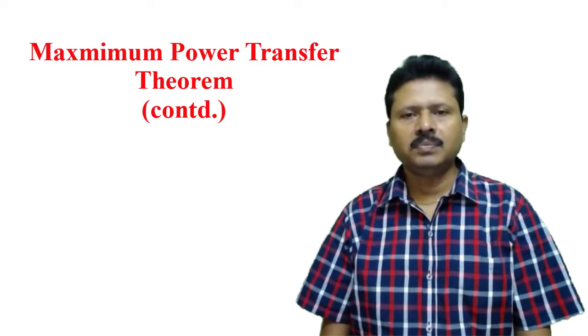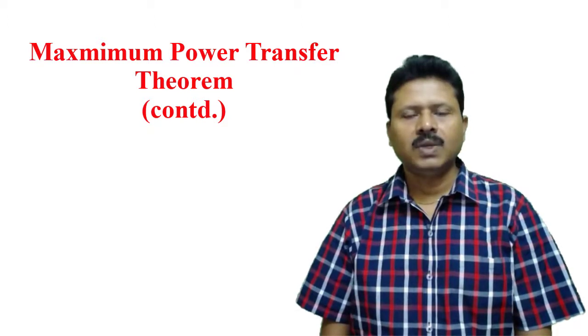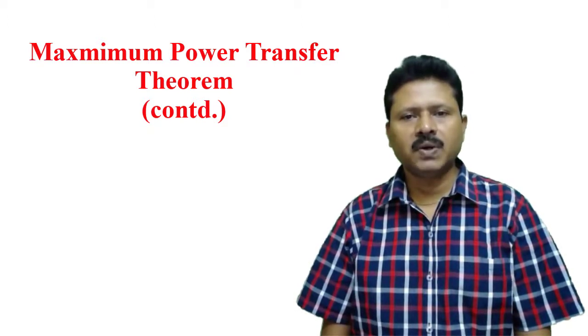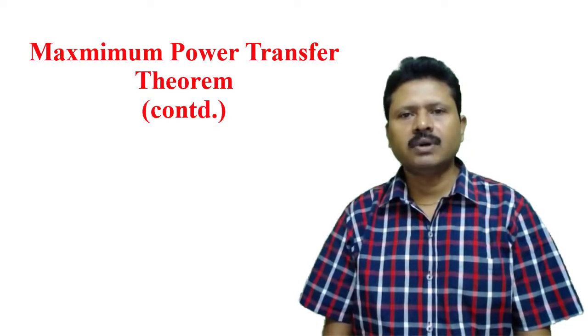This is a continuation of the previous tutorial on the maximum power transfer theorem. In that part we discussed the theorem and learned how to prove it. We calculated the maximum power at the load when maximum power is transferred from source to load, that is 50%. We learned the graphical representation of power at the load with respect to the variation of load resistance. We also calculated the efficiency when maximum power is transferred from source to load.